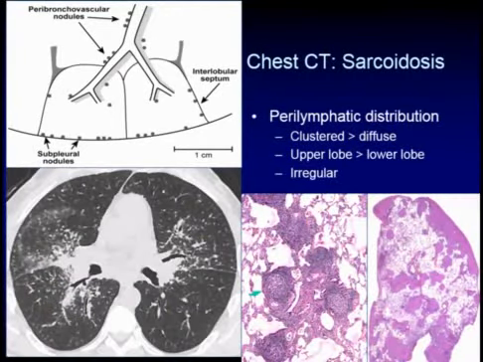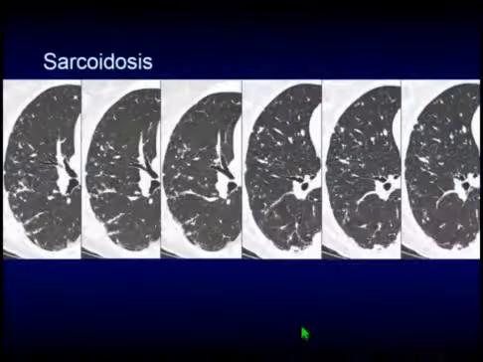So here, again, we see a different case. Look at where all these well-defined soft tissue nodules are. They're on the fissures, they're on the pleura, and they're on the septa and along the peri-bronchovascular lymphatics. Here you see the specimen of loosely formed granulomas and interstitial thickening, which is characteristic of sarcoidosis.